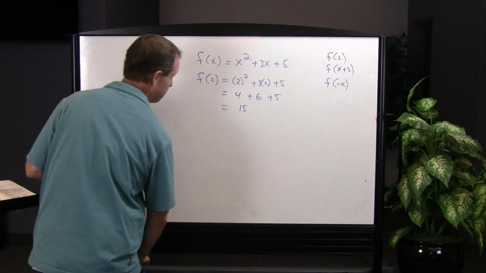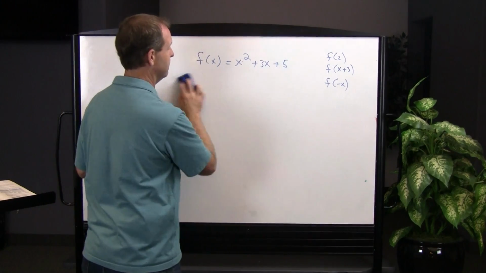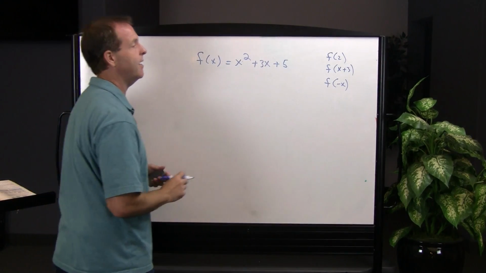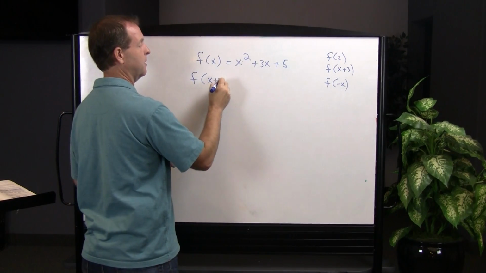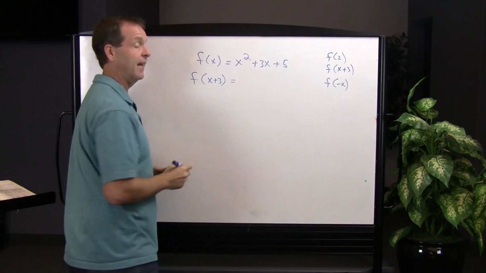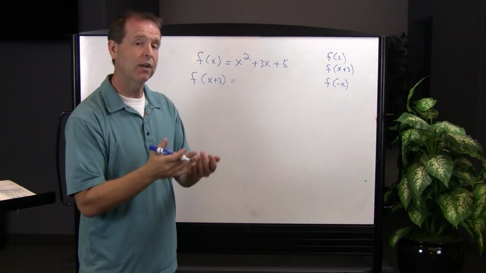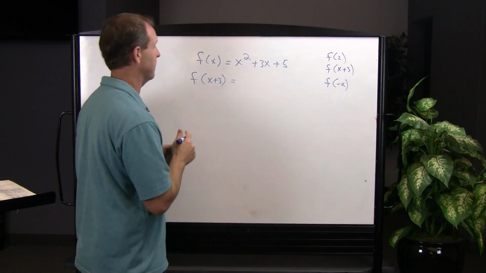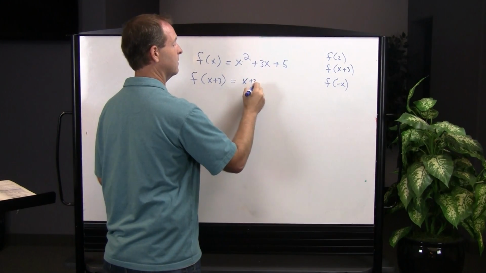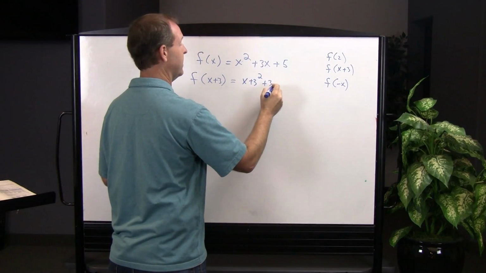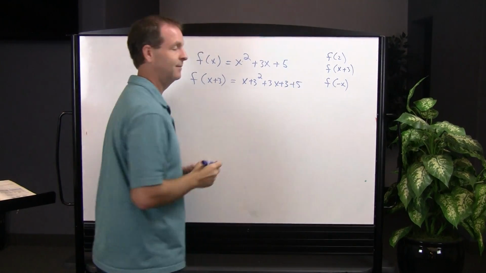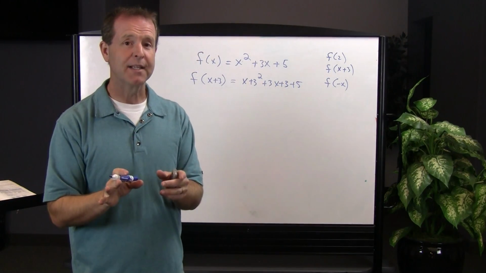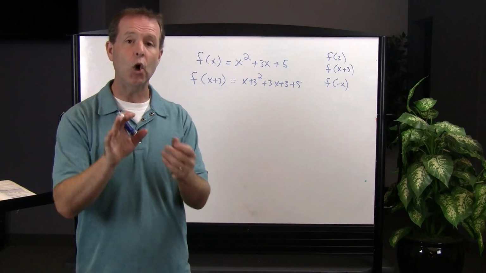Let's look at the second component to this function. I want to evaluate it at f of x plus 3. So instead of an x, it's going to be an x plus a 3, and everywhere I see an x, I'm going to put in its place an x plus a 3. x plus 3 squared plus 3 times x plus 3 plus 5. Now notice I did this on purpose, that I did not put parentheses around it, and I hope you can see why.